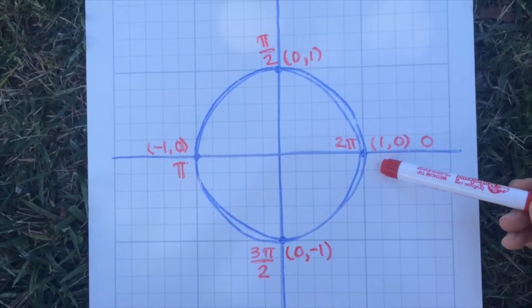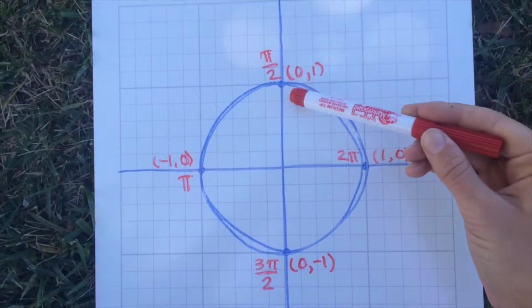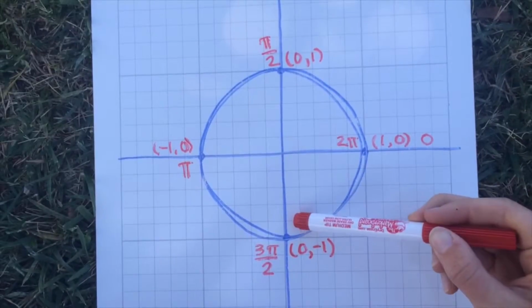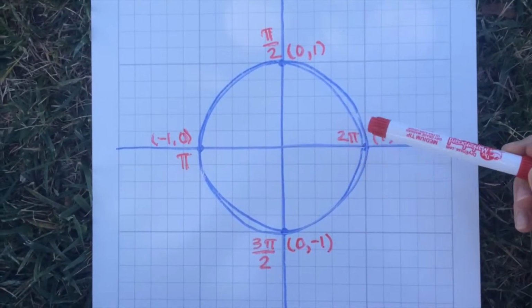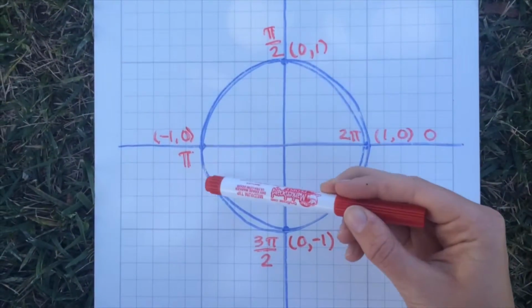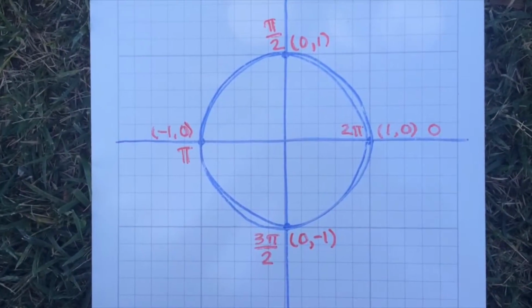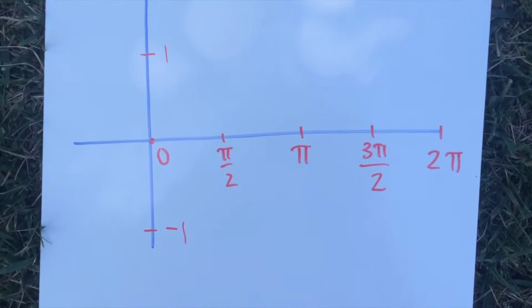We'll start at 0 radians, go to pi over 2 radians, pi radians, 3 pi over 2 radians, and end at 2 pi. Once you get to 2 pi, that's one full cycle around the circle. That is one period of the graph. Here are the points on a graph.